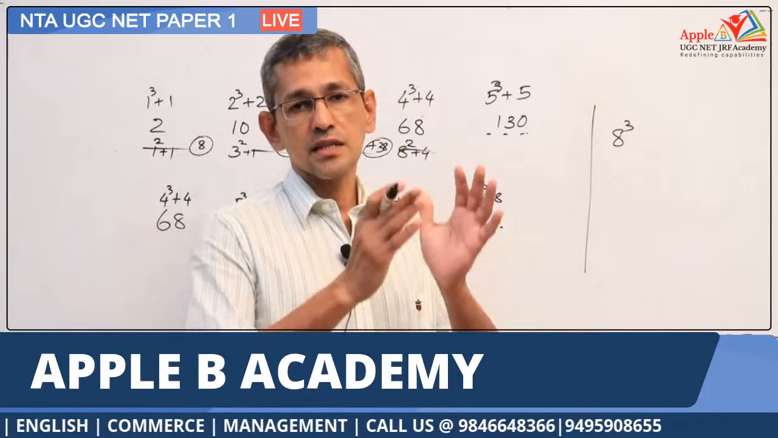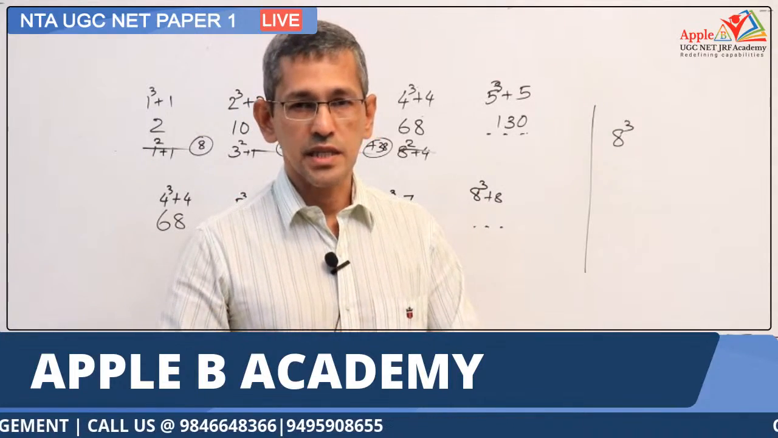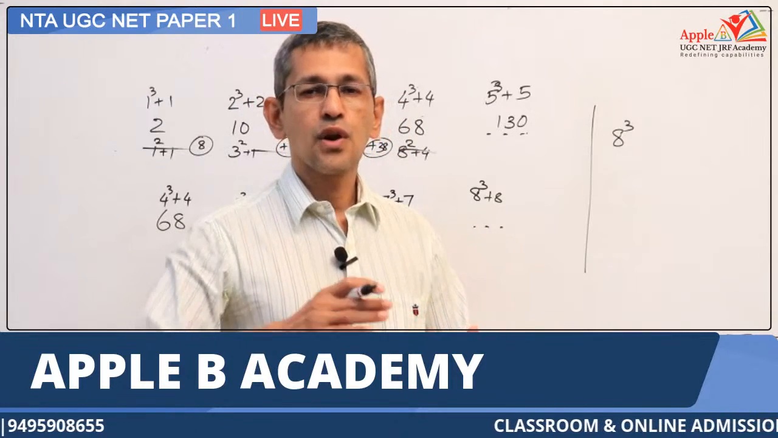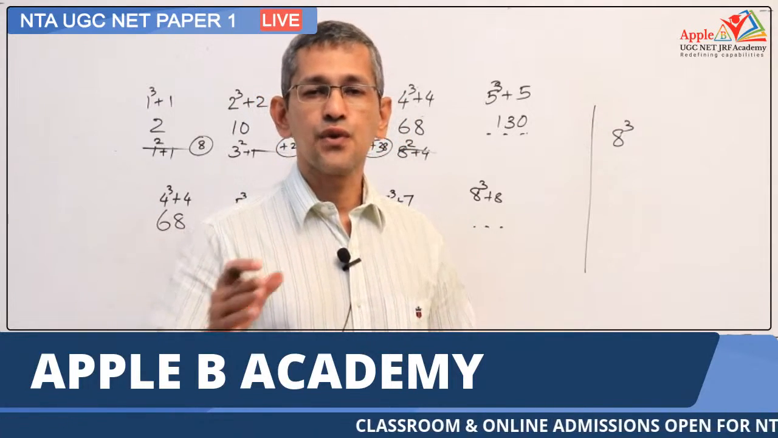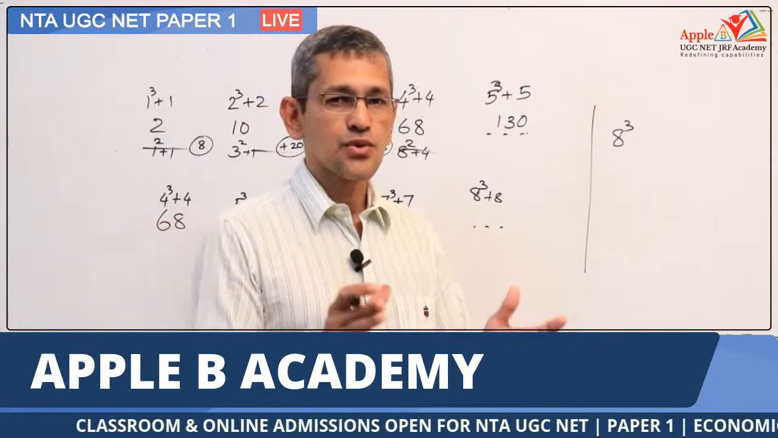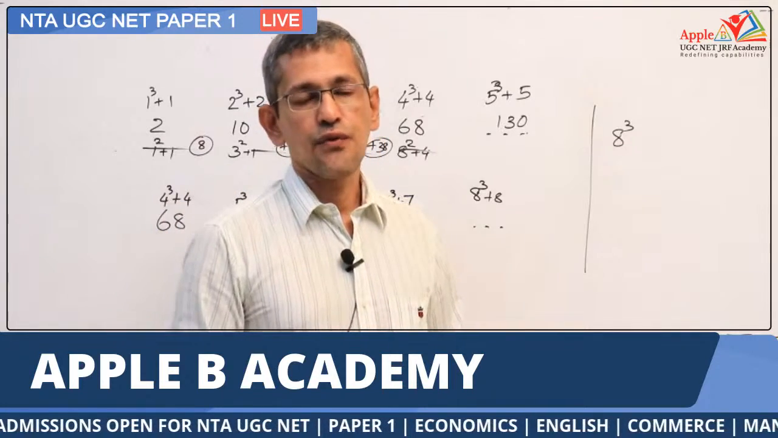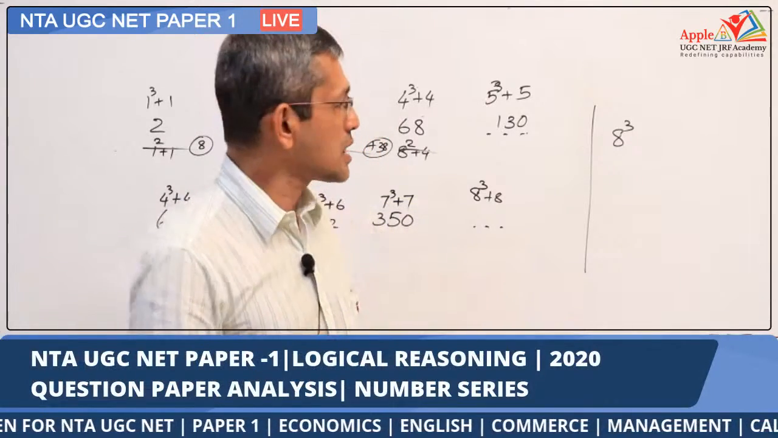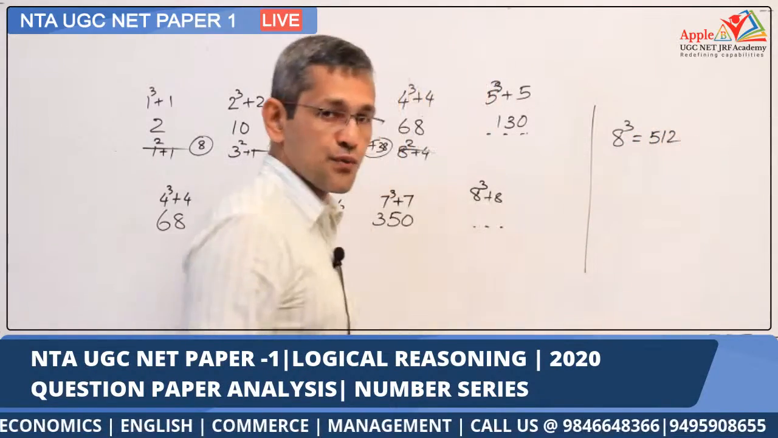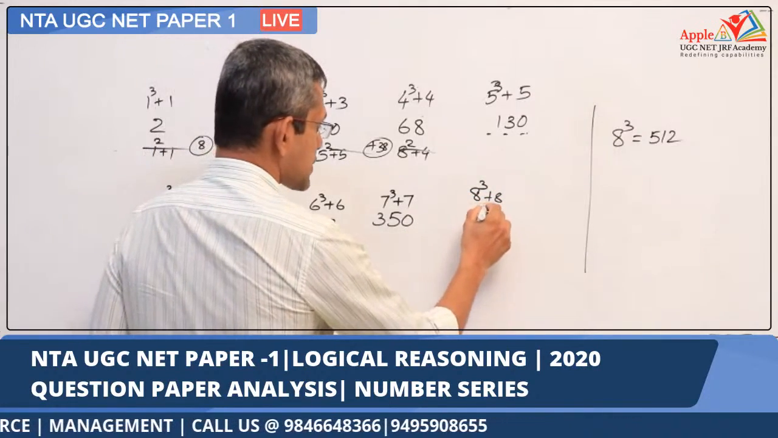64, we can take it as 60 plus 4, into 8. So 60 into 8, 480. 4 into 8 is 32. So 480 plus 32. 480 plus 20 is 500. So from 32, we have taken 20, balance is 12. So that 12 must be added to the 500. So 512. So 512 is 8 cube. Now, what we need is 8 cube plus 8. So 512 plus 8 is 520.